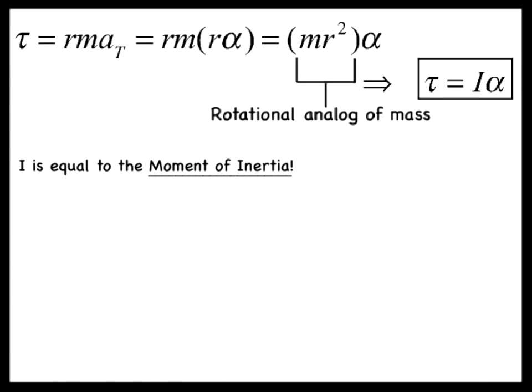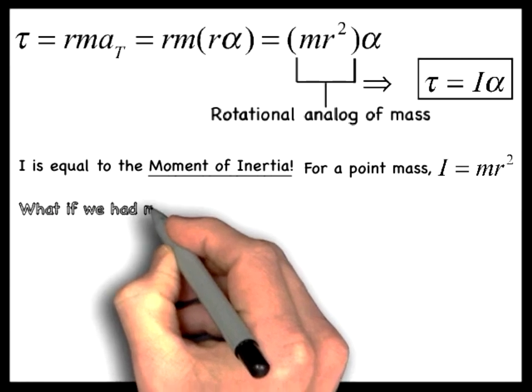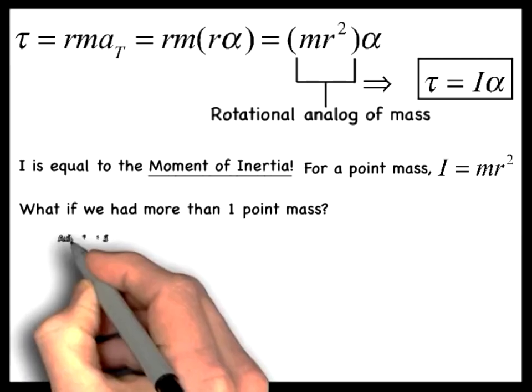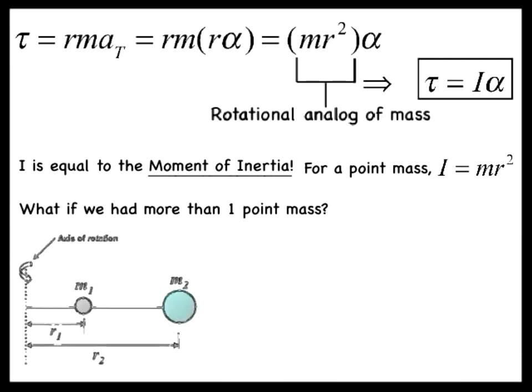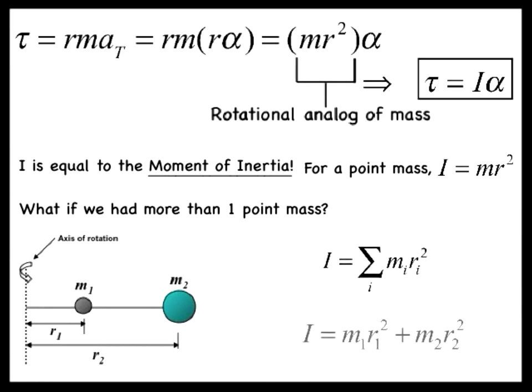Therefore, Newton's second law for rotational motion is torque equals I times alpha. The moment of inertia I of a point mass is apparently equal to m r squared. Notice that the moment of inertia not only depends on the mass, but also how the mass is distributed relative to the axis of rotation. What if we had more than one point mass rotating about a fixed axis? In this case, we just add the two moments of inertia of the point masses together to get the total moment of inertia of the system.